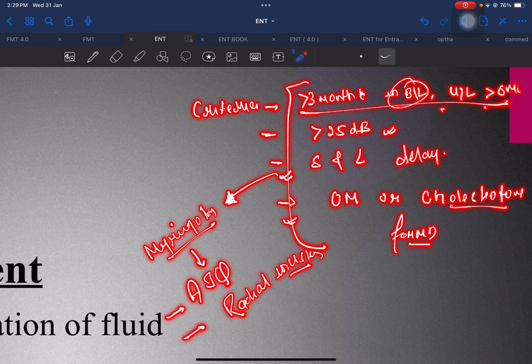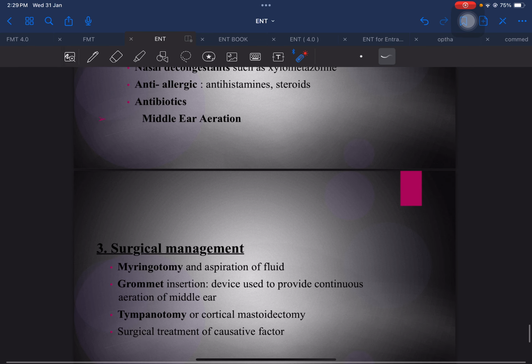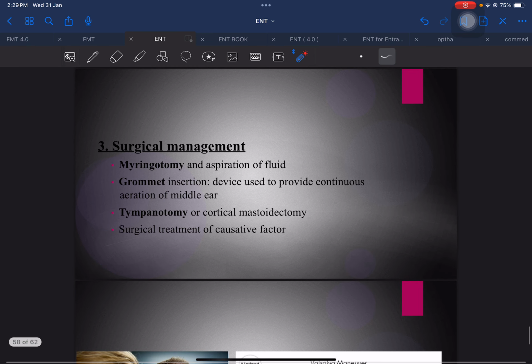Now why are we doing this myringotomy? We are doing the incision so that we can aspirate the middle ear fluid. After aspirating the fluid, we are going to insert a grommet for continuous aeration. So this is how we are going to manage the case of otitis media with effusion.